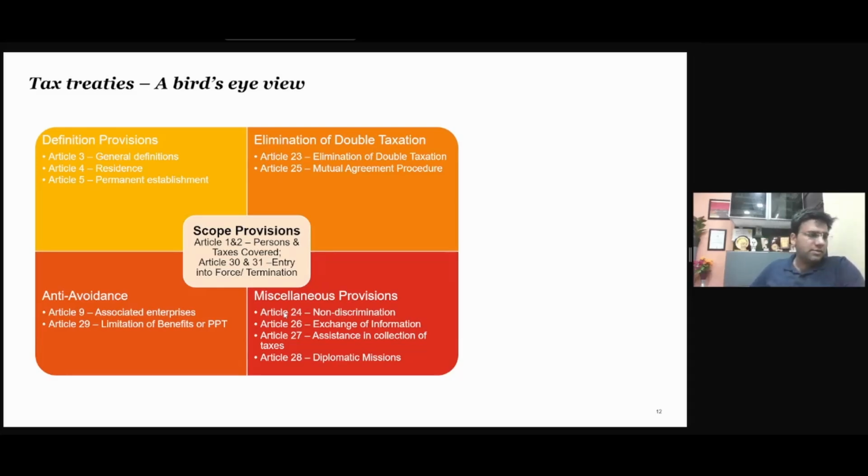Article 24, non-discrimination, which usually is based on the principle that a non-resident should not be discriminated against the resident in certain cases, subject to the same situations.